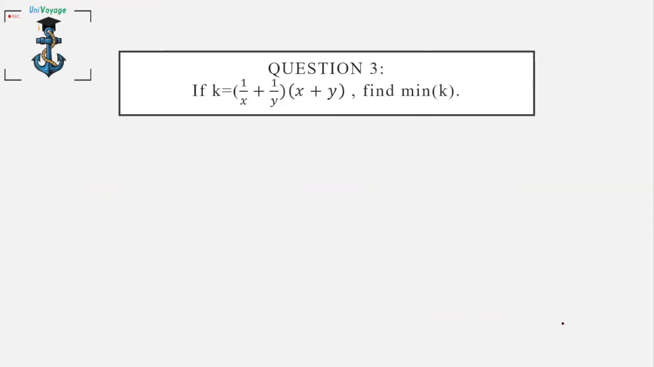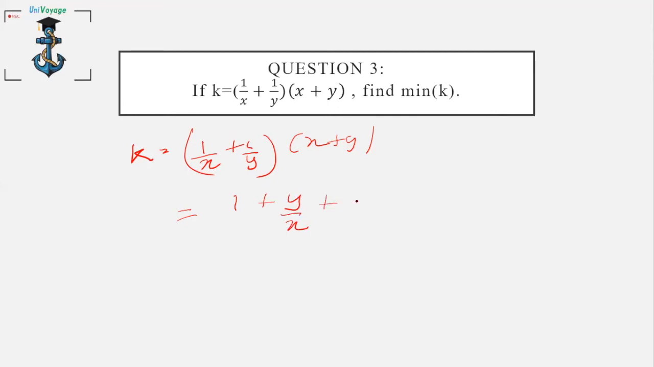The question 3 says, if k is equal to 1 upon x plus 1 upon y into x plus y, find the minimum value of k. So let's expand this term, 1 upon x plus 1 upon y into x plus y. So this would give you 1 upon x into x would be 1, plus y upon x, plus 1, plus x by y, right?